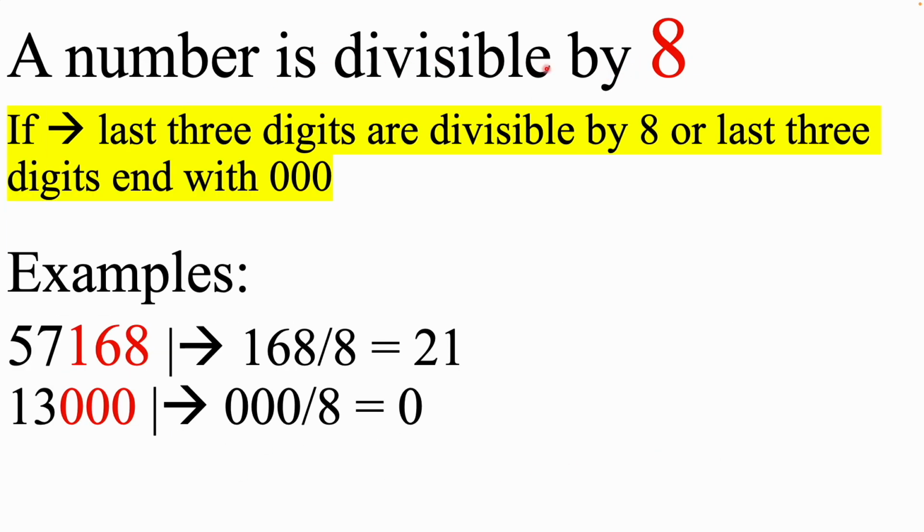A number is divisible by 8 if the last three digits are divisible by 8, or the last three digits end with 0, 0, 0. So for example, with 57,168, we look at 168 and we could divide by 8. So that makes this entire number divisible by 8. And then we have 13,000 and the last three digits are 0, so it is divisible by 8.